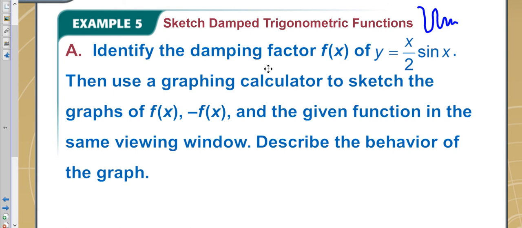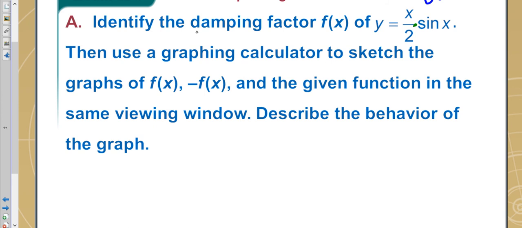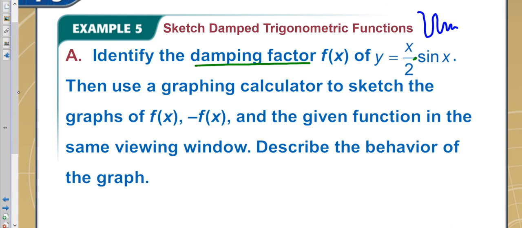Now, it says here, identify the damping factor of f of x equals y equals x over 2 times sine x. Now, you notice right away that there are two functions here. One's trig, one's not. The trig is the sine x. The x over 2 is what's not a part of it. So as far as the damping factor is concerned, that is what's not trig. That's what's affecting the shape of the graph, like I was saying here.